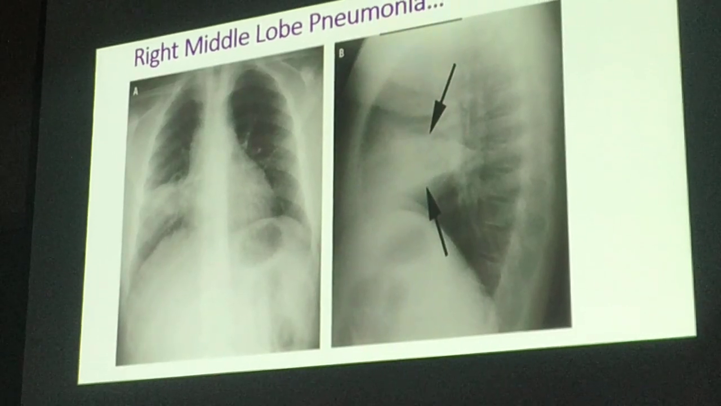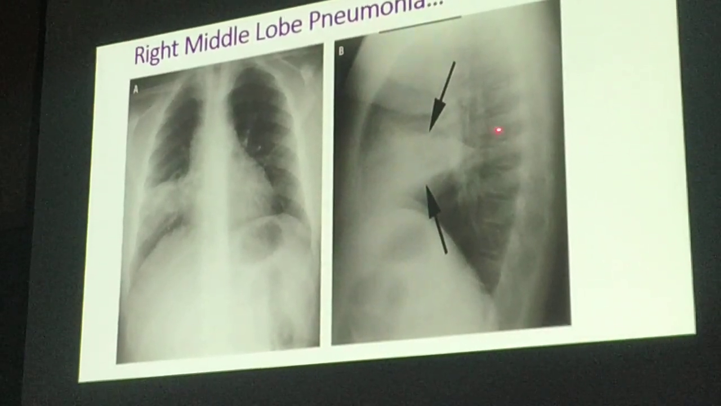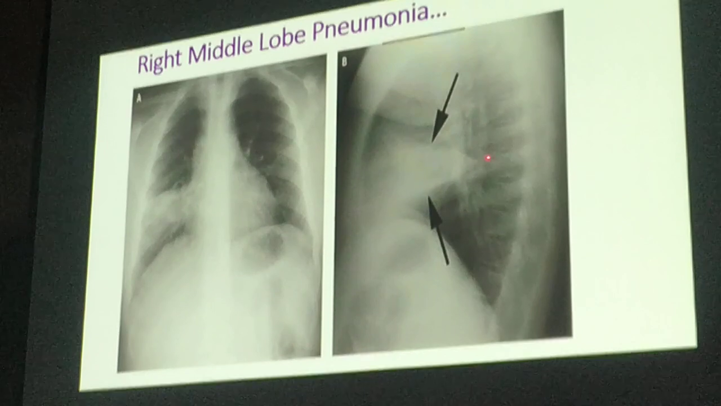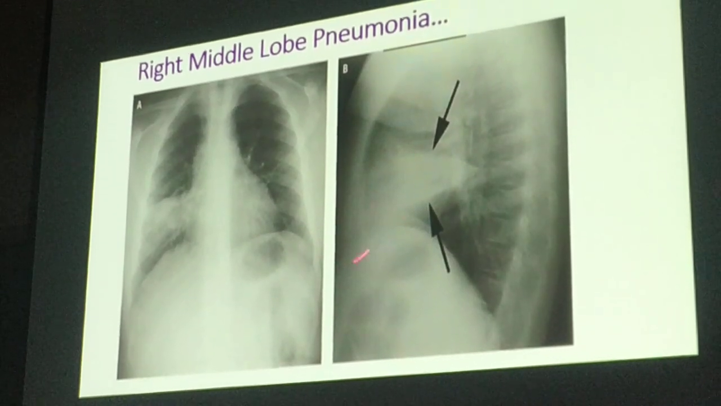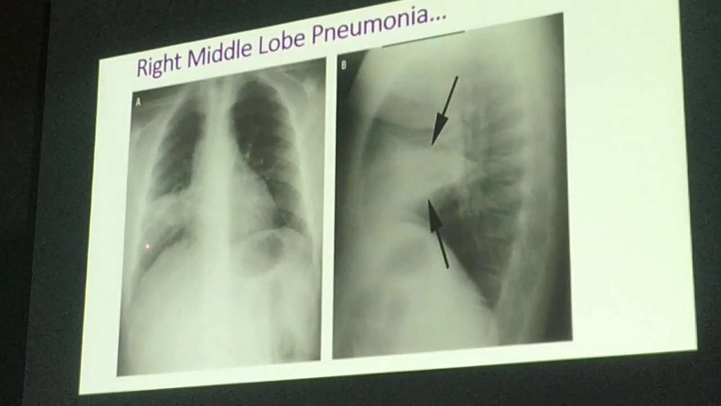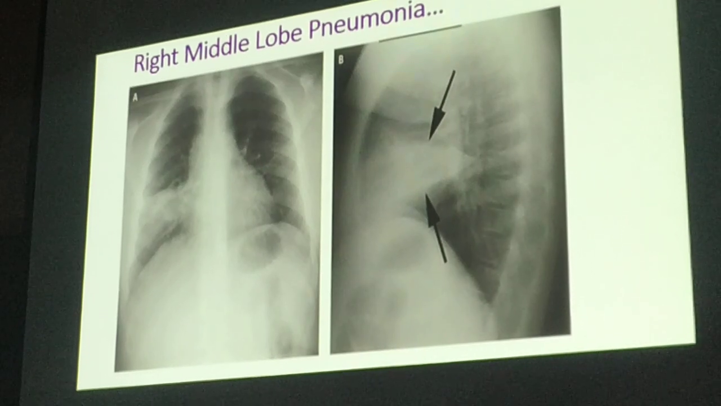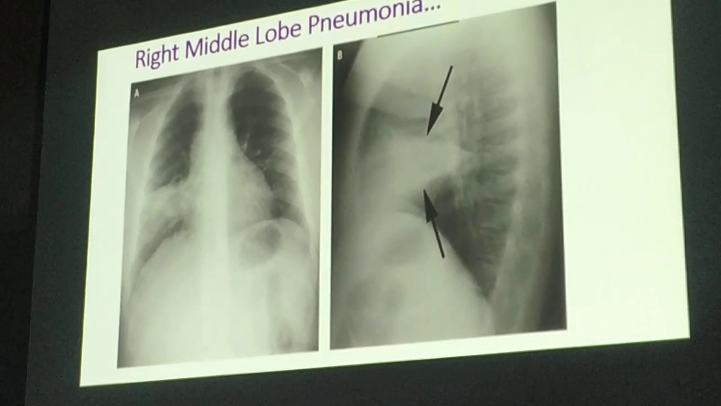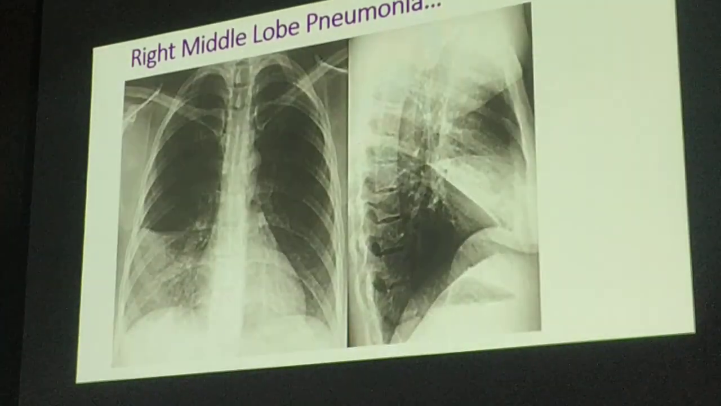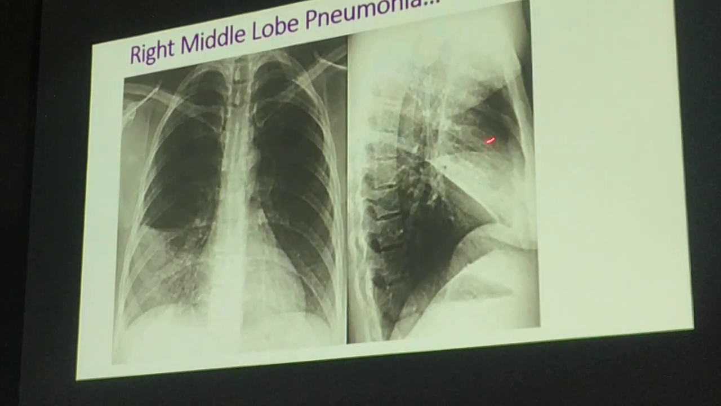There you are. Di ba? Sabi ko sa inyo, well-shaped, parang triangular. It's always on the right. So this is right middle lobe pneumonia. There you are, clear picture.